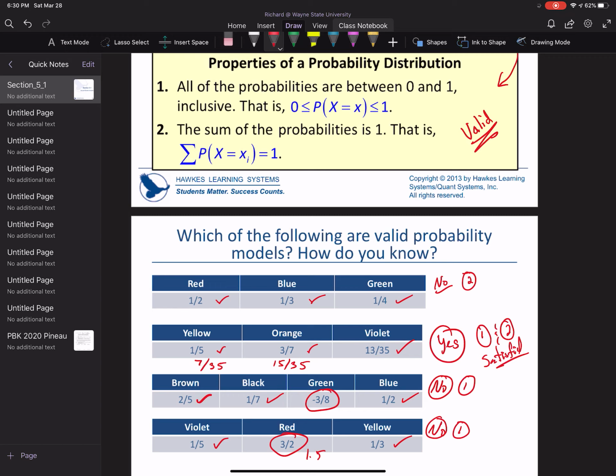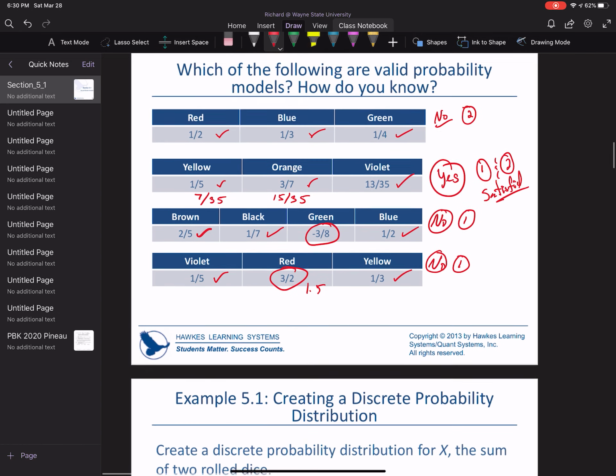Something like this on a test, you've got to be able to determine whether or not my probability distributions are indeed valid. So you either have to state the conditions or make a determination. And once again, notice probability distributions show us outcomes, which in this case are colors, and probabilities.